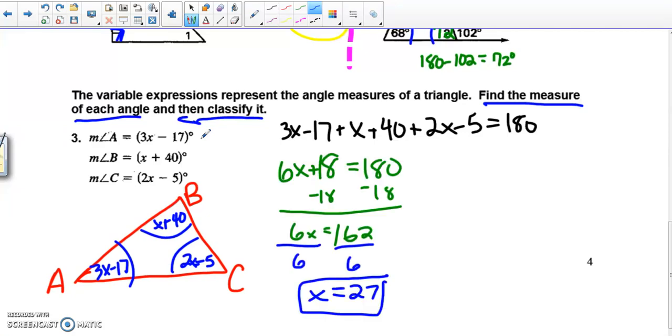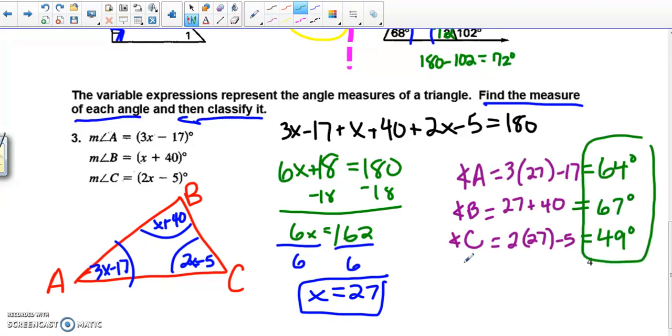So if you want to check your work up to this point, I just combined like terms. I got all my x's on one side, and I solved for x. So I know x equals 27. So now what we'll do is we'll plug in. We'll find the measure of angle A, angle B, and angle C, and then we'll classify our triangle. So go ahead and pause again. I'm going to do my work while it's paused, and then check it out after that. Go ahead and do it now.